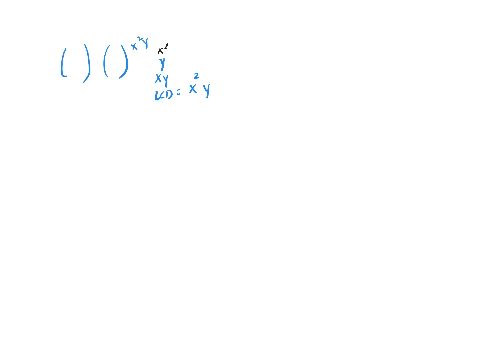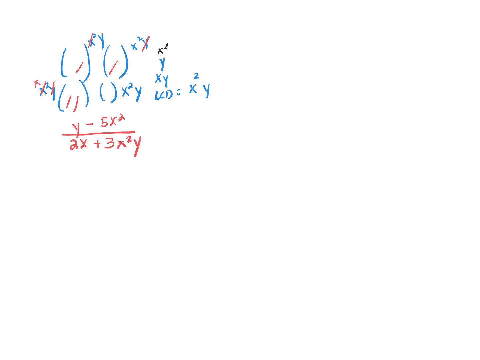x squared y, x squared y, x squared y. So here, the x squareds cancel, and you're left with y minus. The y cancels, you're left with 5x squared. In the denominator, the y cancels, and one of the x's, so you're left with 2x plus 3 over x squared y. Okay, so there's your answer.